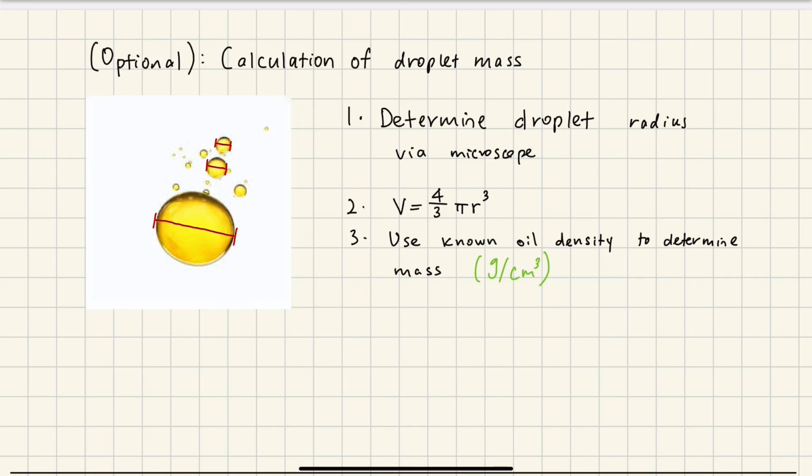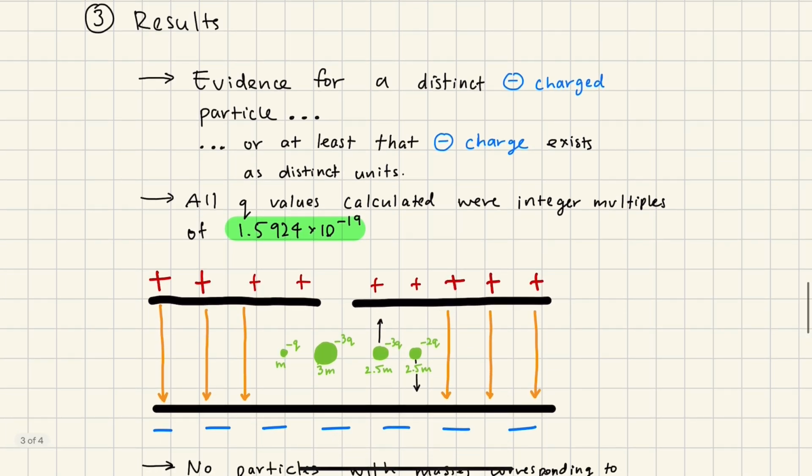So pretty simple there. What did Millikan find? As you might expect, with your current chemistry knowledge, he found good evidence for a distinct negatively charged particle, or at the very least, he found evidence for the idea that negative charge exists in discrete units. So when they plugged in the masses of the oil droplets, they found that all of the charges they calculated, so all of those q values they calculated, were integer multiples of around 1.6 times 10 to the minus 19th power. And the exact number is a little different, but more or less 1.6, which is the same value we have today for the charge of one electron.